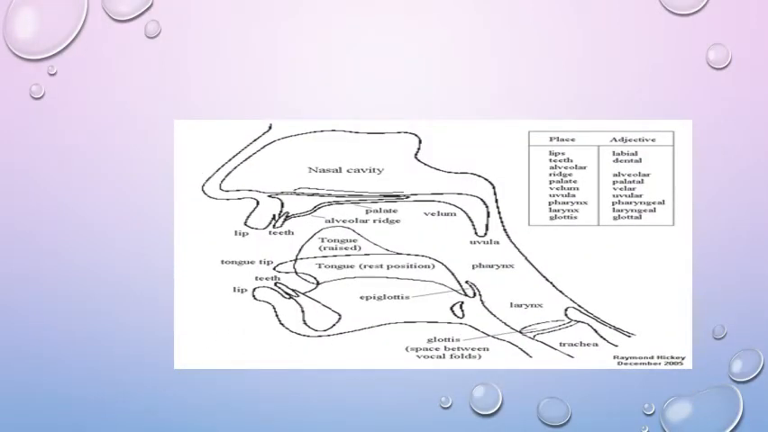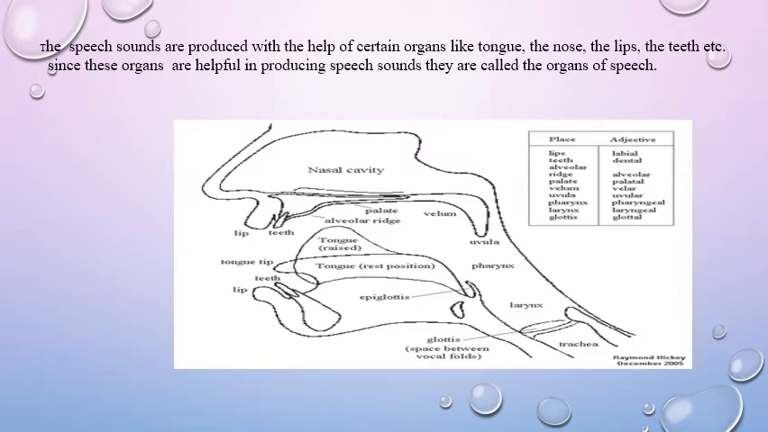Now let us move on to the organs which are needed to speak. Okay. The speech sounds. We use our body organs from head to abdomen for speech, brain for processing, ears for hearing, and so on. And some organs produce speech sounds. Tongue, nose, lips, teeth, etc. help in producing sounds, and so they are called organs of speech.